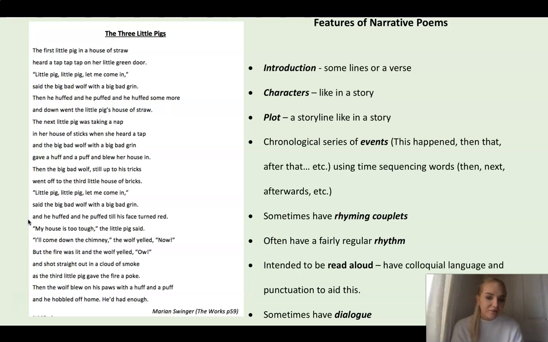So I'm going to leave these features up on the screen now. I'd like you to pause the video and have a think. Can this poem be considered a narrative poem? You have to convince me, okay? So pause the video now, please.